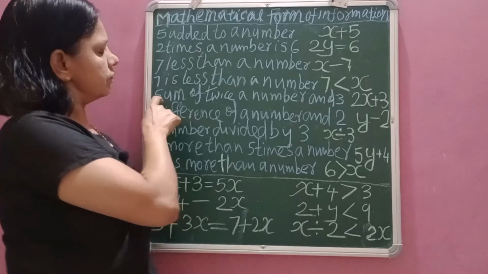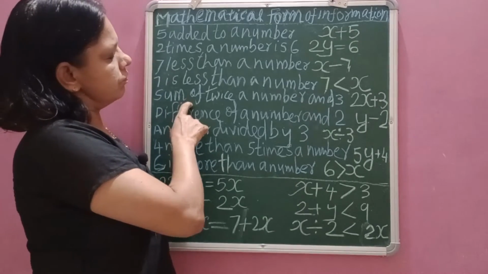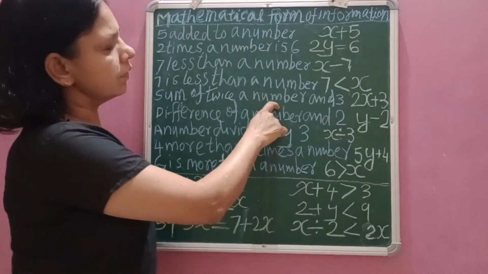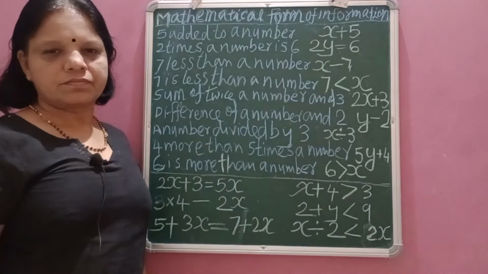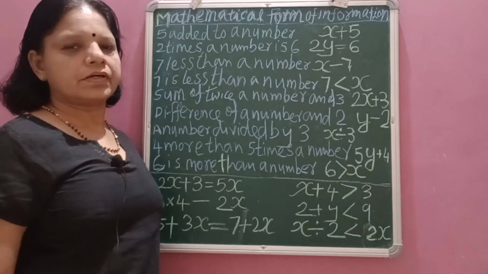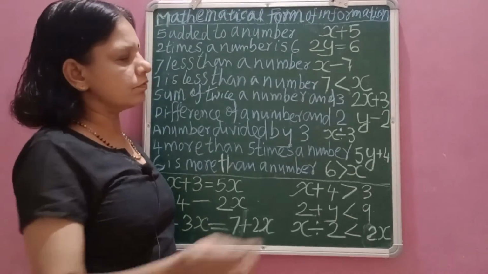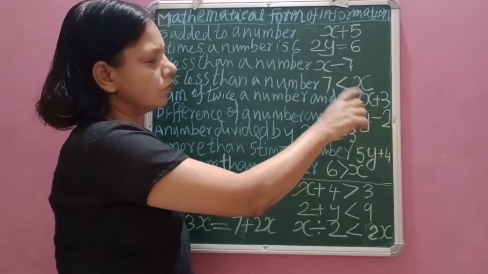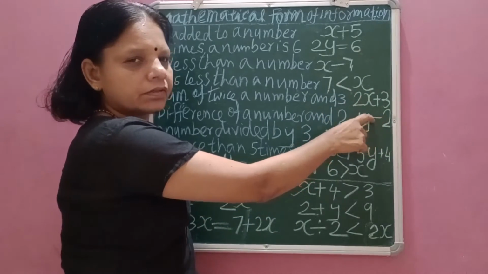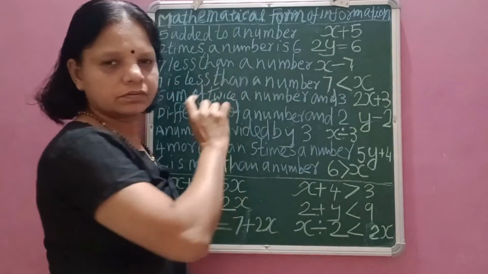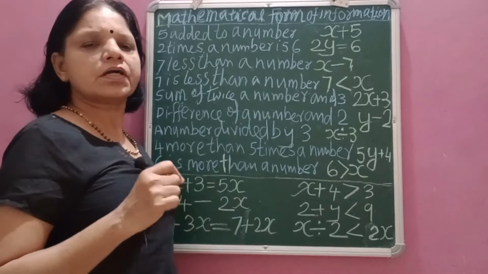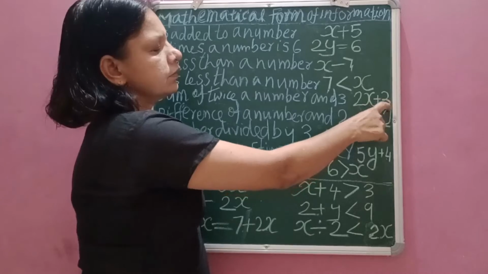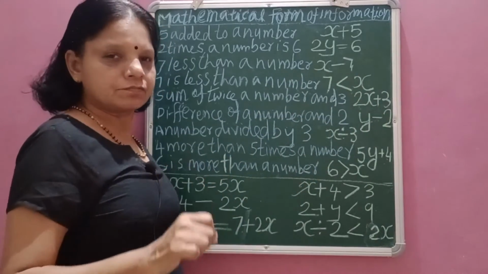Next one. Sum of twice a number and 3. Sum of twice a number and 3. Sum means what? Plus. Sum of what? What are the things you have to add? Twice a number, that is 2x. And what? 3. So sum of twice a number and 3 is represented as 2x plus 3. It is also an expression.